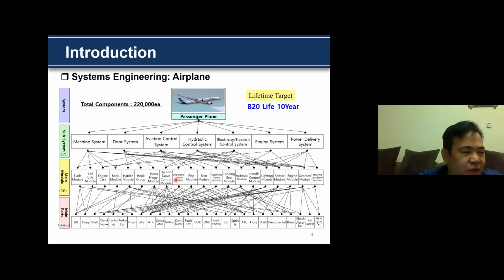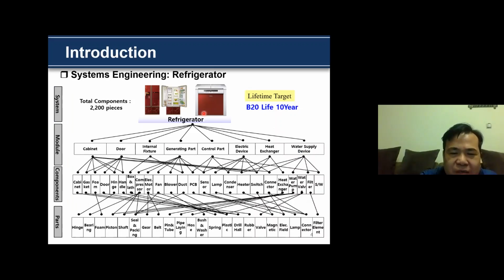This is an airplane. It also consists of multiple modules: motion system, door, aviation control, etc. Total components are 200,000 pieces. The life target is 10 years. This is a refrigerator. It consists of multiple modules: the cabinet, door, internal fixtures, etc. Total components are 2,000 pieces. The life target is 10 years.